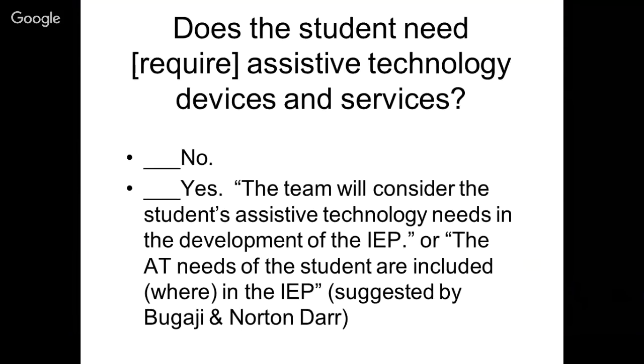So looking at a typical IEP form, your district may have a form that has a box or a blank where the team decides how they should check the box. Does the student need or require assistive technology devices and services? That is the question that needs to be answered. And no or yes. And if the answer is yes, the student needs it, then the team will consider those needs in developing the IEP. And Bugaj and Norton Dar suggest that the team also be thinking about where in the IEP the AT needs, or in our case, the AAC needs, will be included.